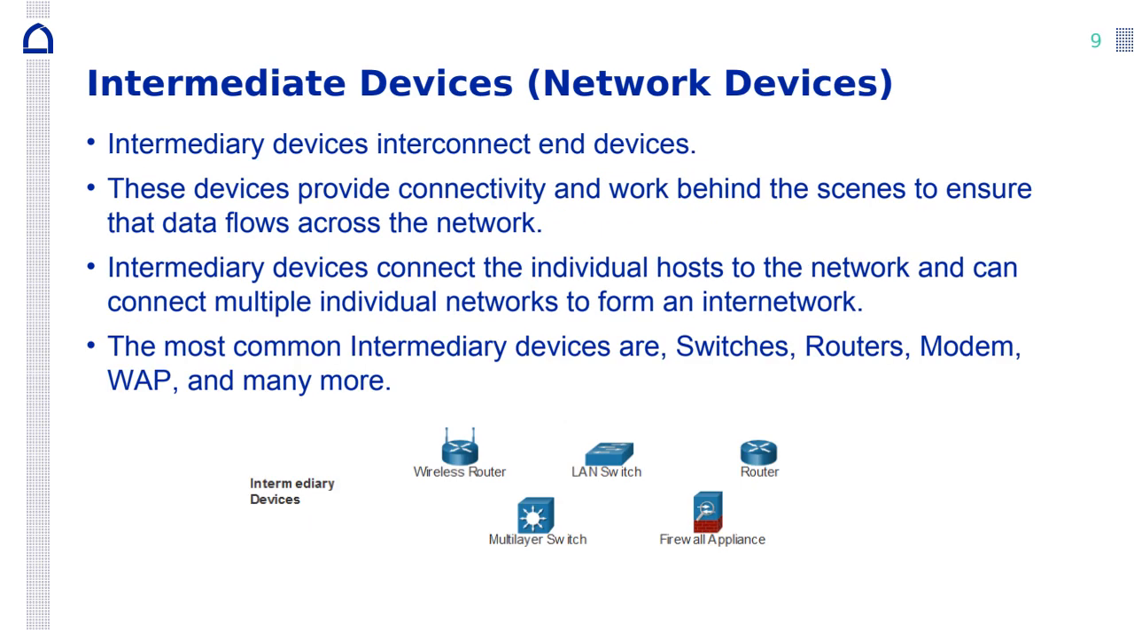Intermediate devices, they interconnect end devices on the network. They work behind the scenes to make sure that the data is flowing, your network is working. We have examples, switches, routers, modem, WAP. WAP means what? That device, wireless access point. Okay, you need to know these symbols.